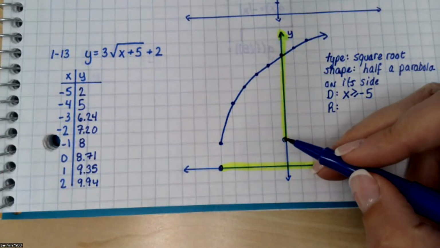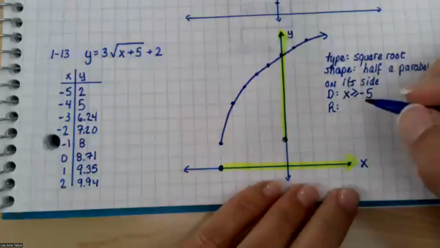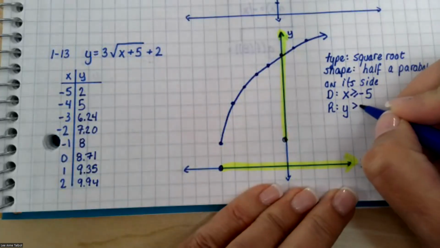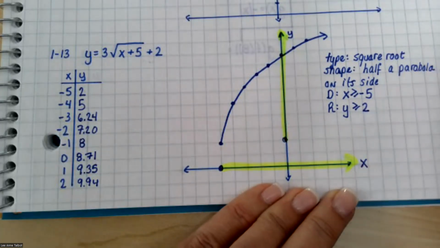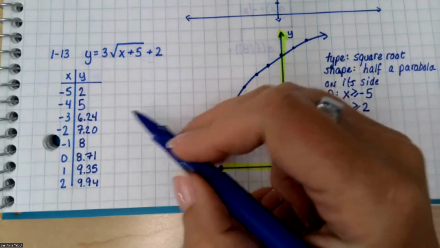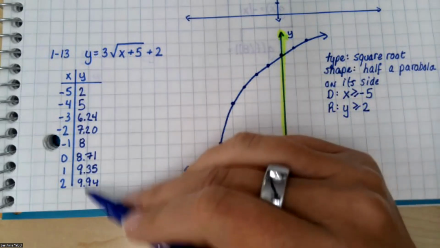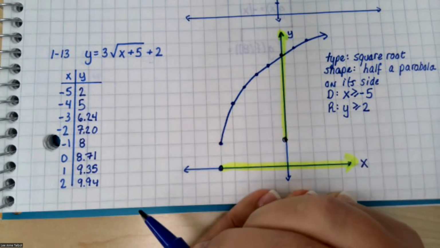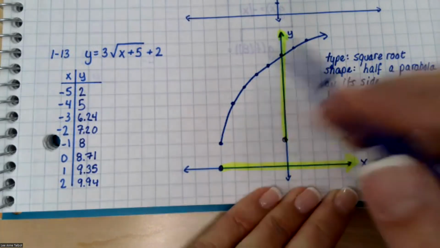Lowest spot is here, goes up forever. Y is greater than or equal to 2. Can you guys tell that y is at 2 and going up forever on my table also? Okay.